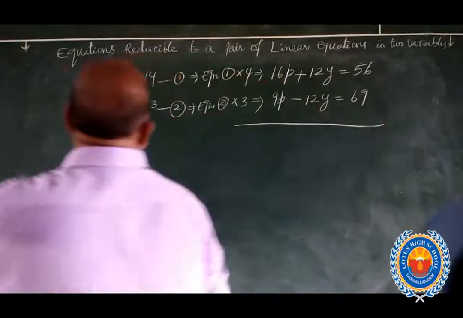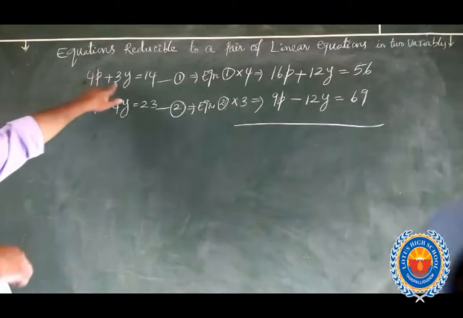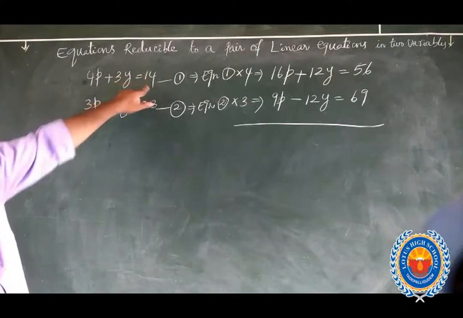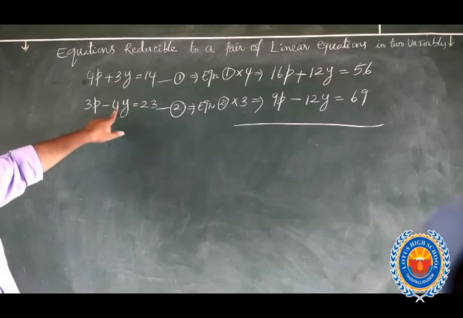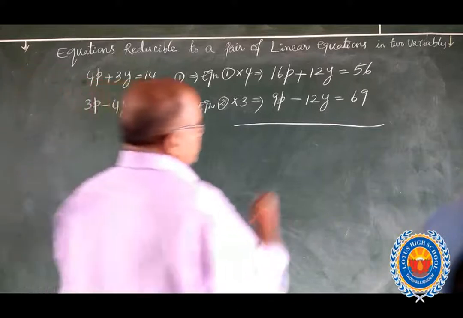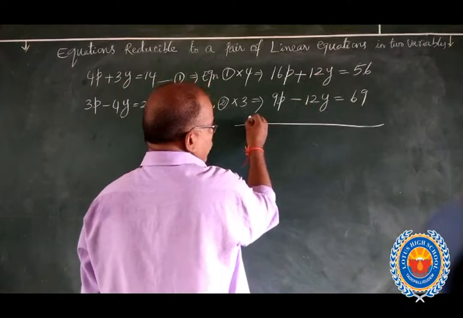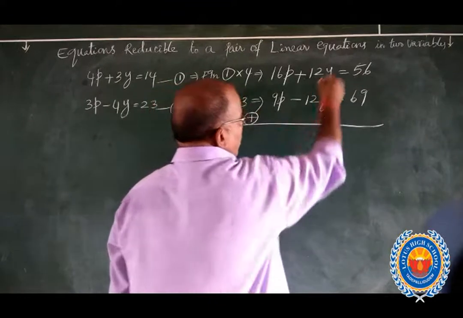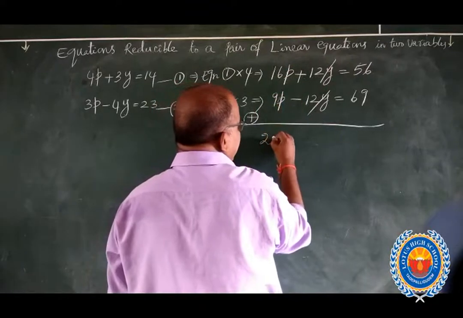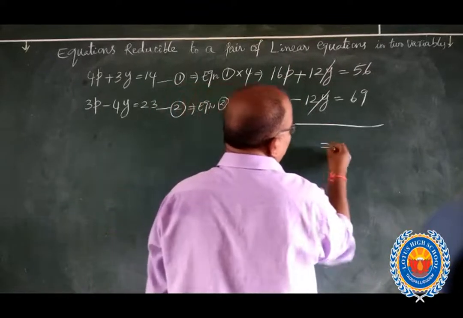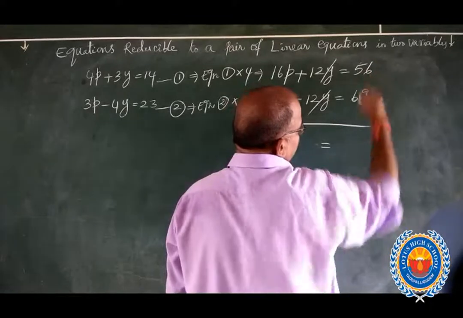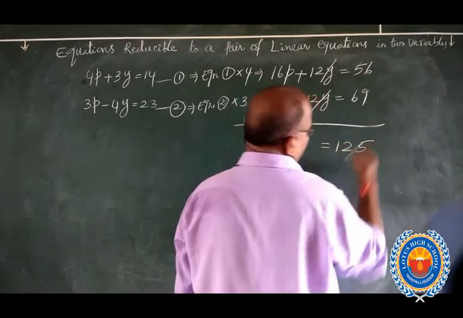Now understand once again. Multiply into 4, 4 fours are 16, 4 3s are 12, 14 into 4, 56. Here 3 into 3, 9, 4 3s are 12, 23 into 3 is equal to 69. Now one plus symbol, one minus, that's why I have to go for addition only. 12y minus 12y will be cancelled. Here 16p plus 9p is nothing but 25p is equal to 56 plus 69, 125.